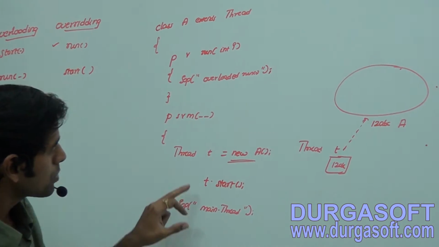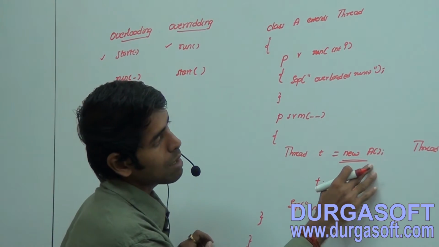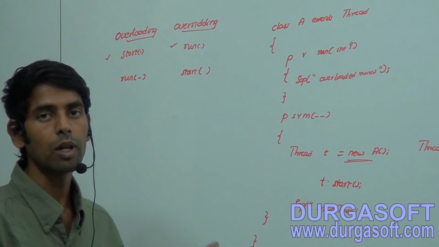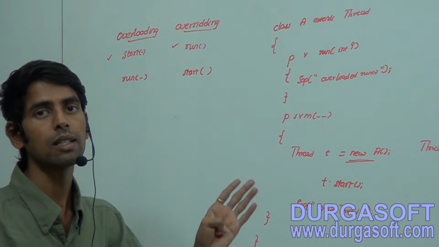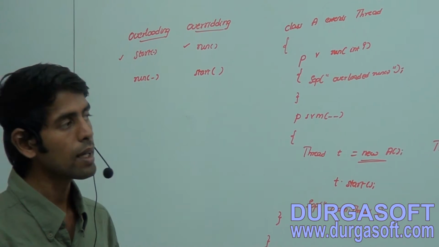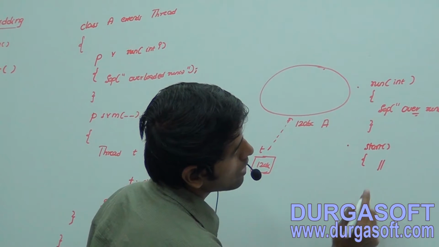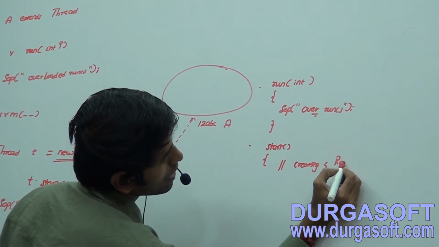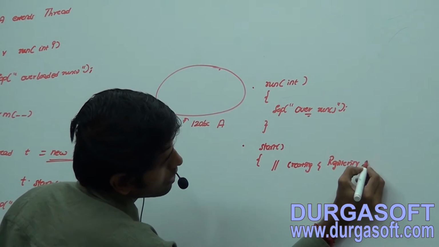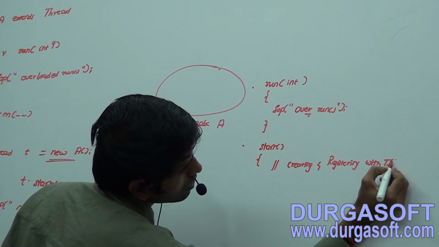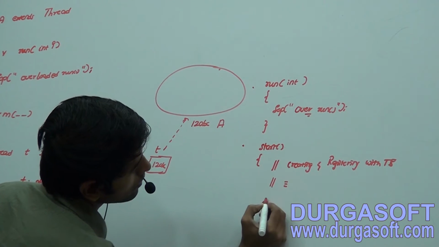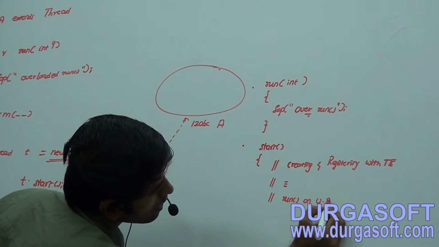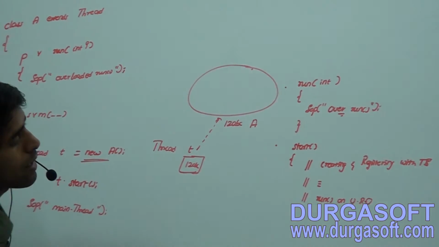What is the underlying runtime object according to this one? The underlying runtime object is of type A. We have discussed this; it is very important. You might think it is unimportant, but it's very important. Try to analyze the subject. Within the start method we have creating, registering it with the thread scheduler, some other activities, and the call of the run method on the underlying runtime object.